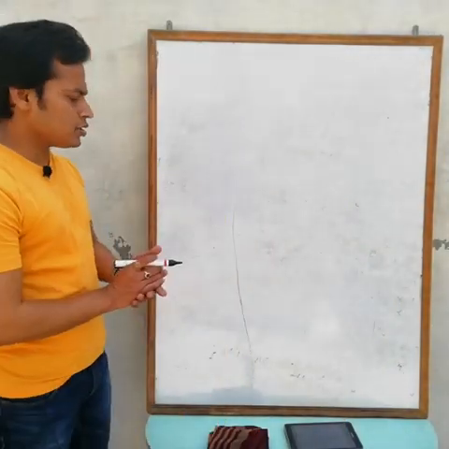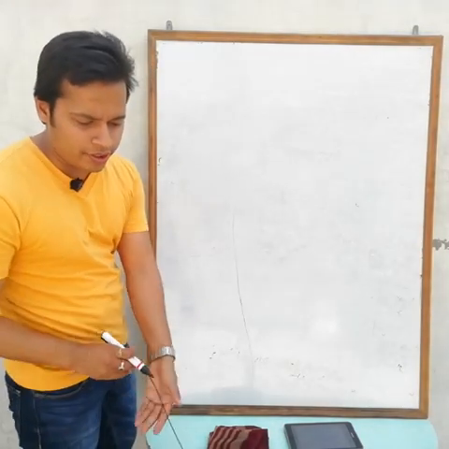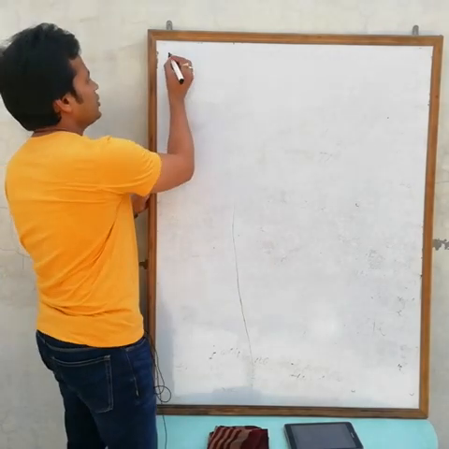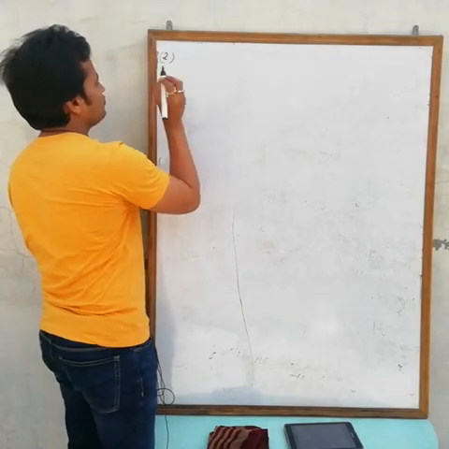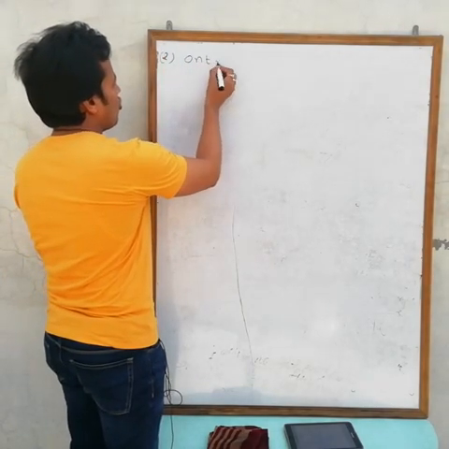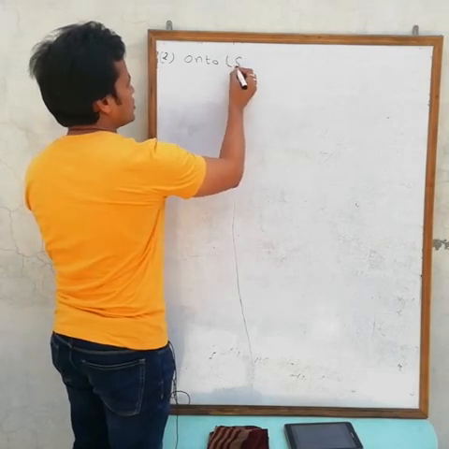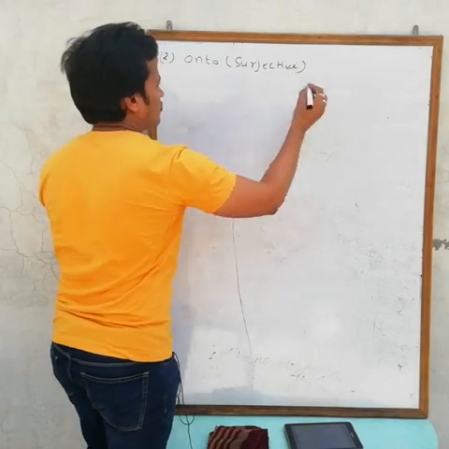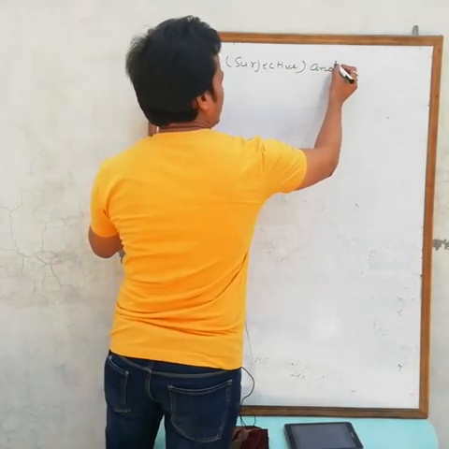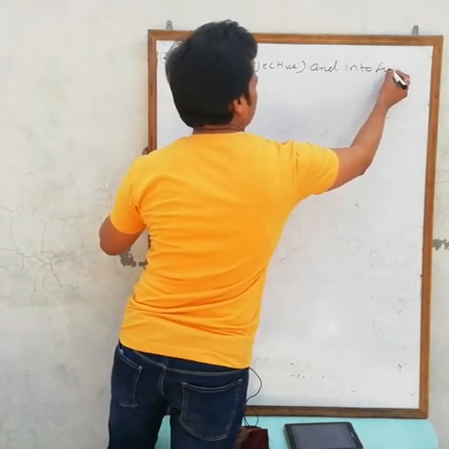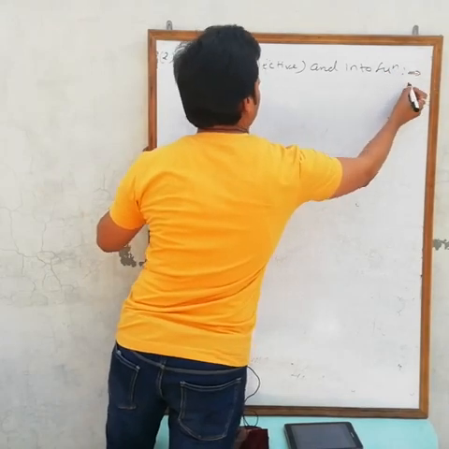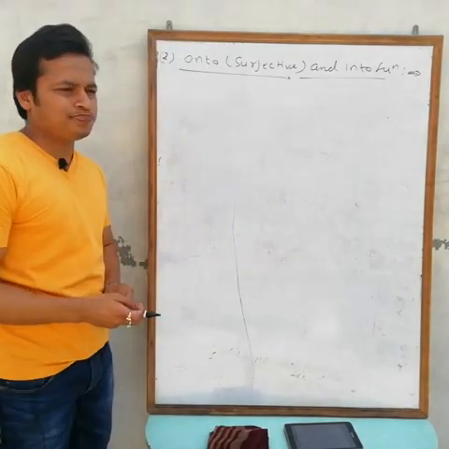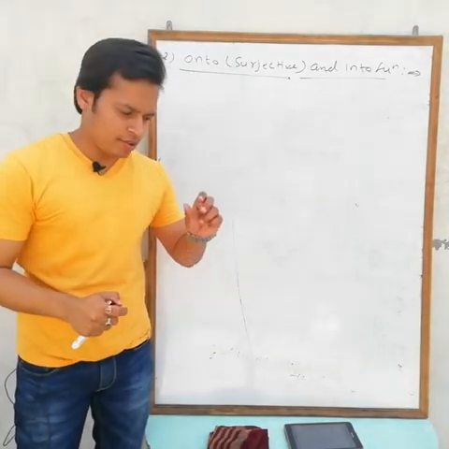Okay, next is surjective, onto and into function. Next classification, onto and into function. Okay, so the second one is onto, the other name of this one is surjective, and into function. Okay, now what is the onto function?